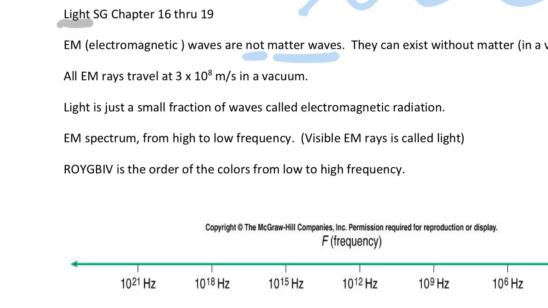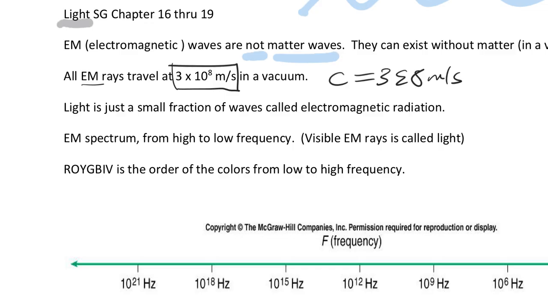So all light waves, or electromagnetic waves, I'll just call them EM waves or rays, travel at this speed. The symbol for the speed of light is c, and I'll put that on the equation sheet: 3 times 10 to the 8 meters per second.